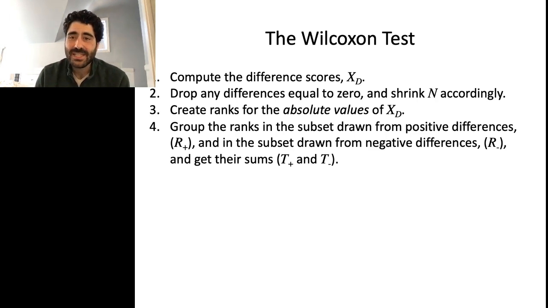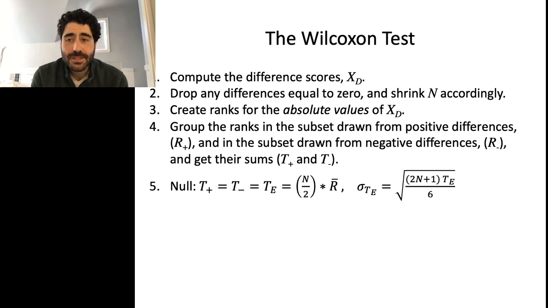But the idea is that we have all our differences and we're ranking them by absolute value. So the smallest ranks are going to go to the things that are close to 0. Biggest ranks are going to go to the things that are far from 0. And so we can compute the sum of each of these 2 groups, right? What is the sum of these ranks in the negative group and in the positive group? And then we can compare to our null hypothesis.